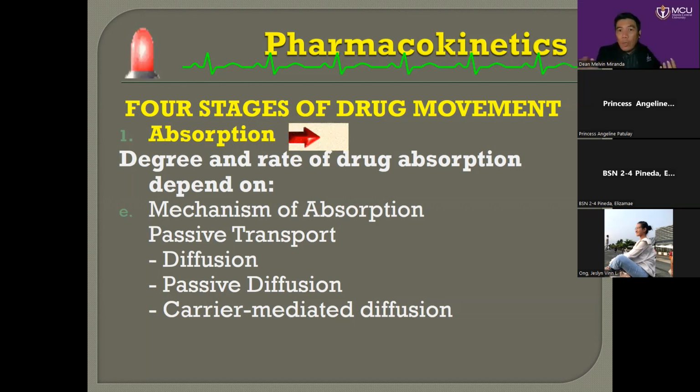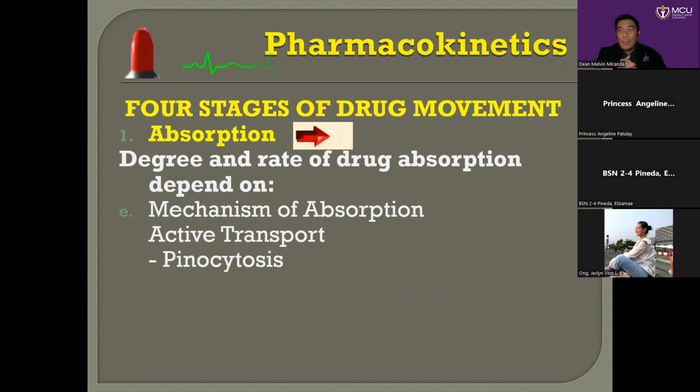Now, if we talk about pinocytosis, the concept of active transport through pinocytosis, the cells are filled with fluids. We have the extracellular compartment and the intracellular compartment, which also have fluid. And we all know that those fluids, just the same as plasma, are capable of carrying nutrients and drugs to be absorbed by the body. So these are the two concepts: the passive transport, which is diffusion, and the active transport, which is pinocytosis.